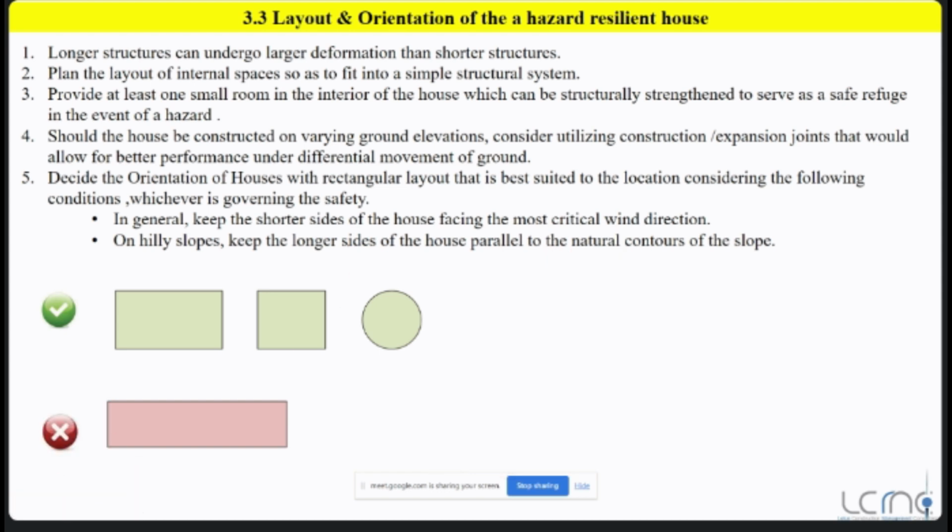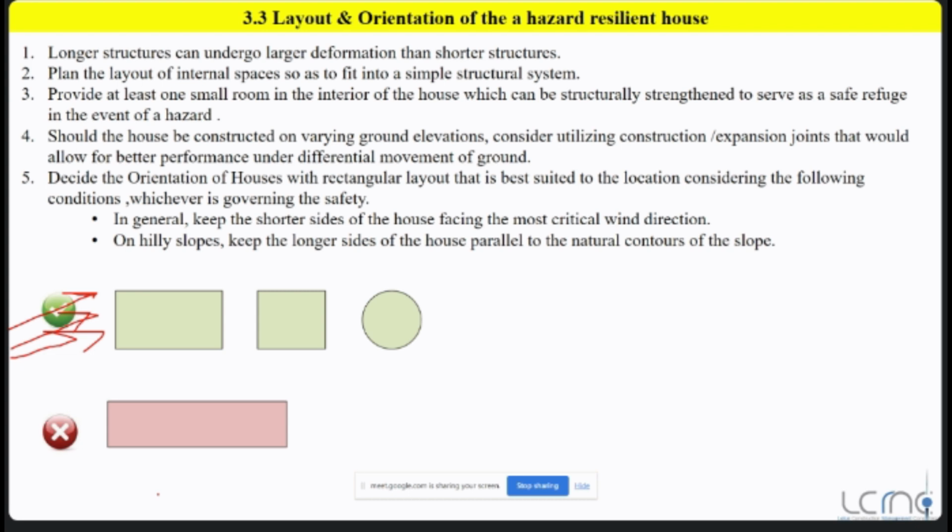Okay, then number five: decide the orientation of the house with a rectangular layout that is best suited to the location, considering the following conditions, whichever is governing the safety. That means you definitely need to construct the house in a rectangular shape instead of selecting any other shapes. Normally, in general, keep the shorter sides of the house facing the most critical wind direction. That means if your wind direction is coming like this, you need to face the shorter side of the house to that side.